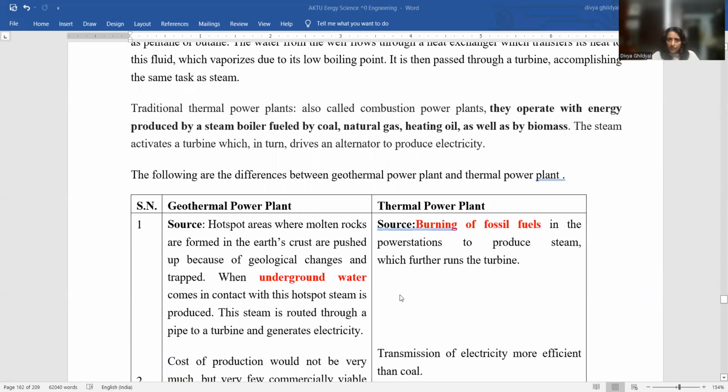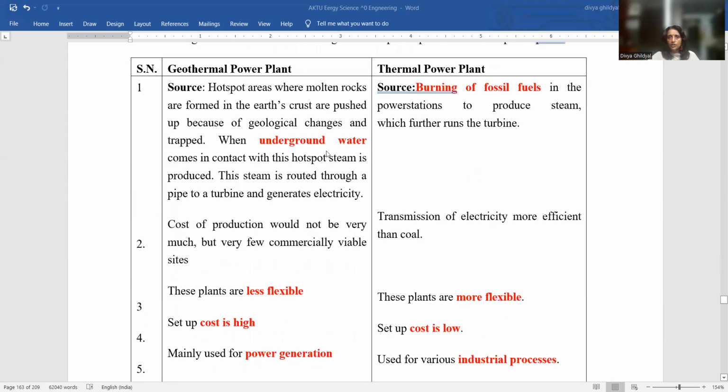Now, the difference between the two is that geothermal is utilizing the energy of the earth, the natural one. But my thermal power plant is utilizing the burning of fossil fuels. So hot spot areas where molten rocks are formed in the earth's crust, or underground water with hot spots, steam is used in geothermal to generate electricity. In thermal power, fossil fuels are burnt.